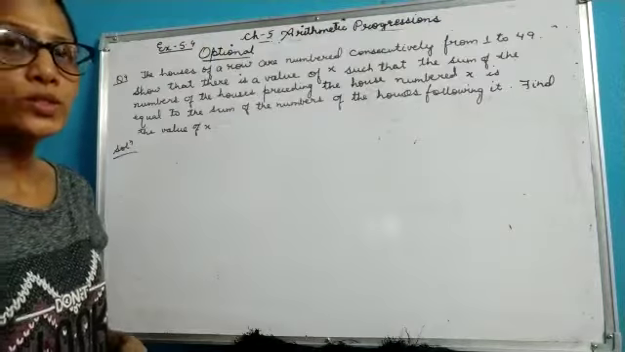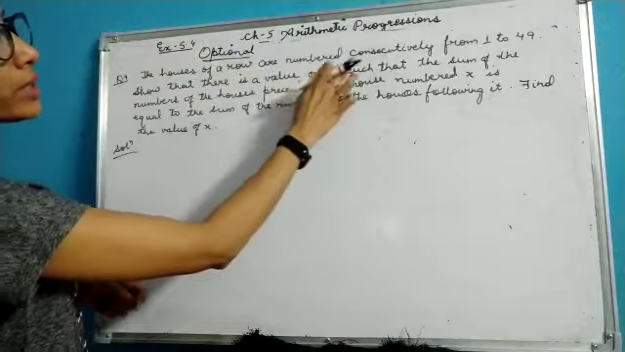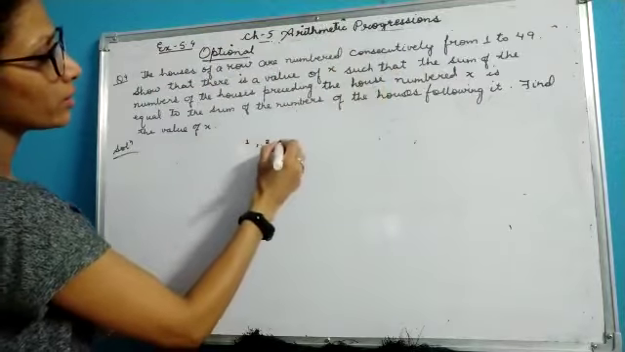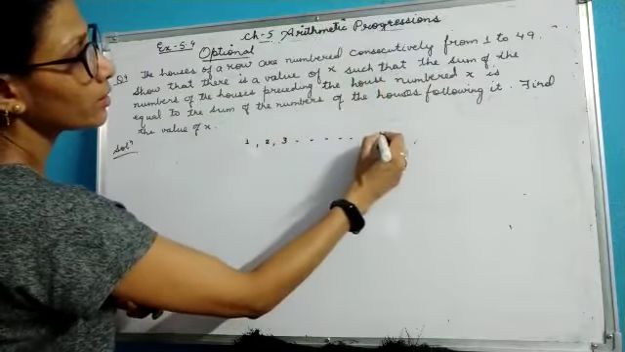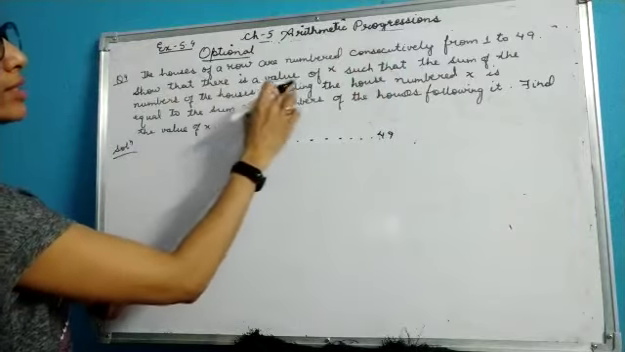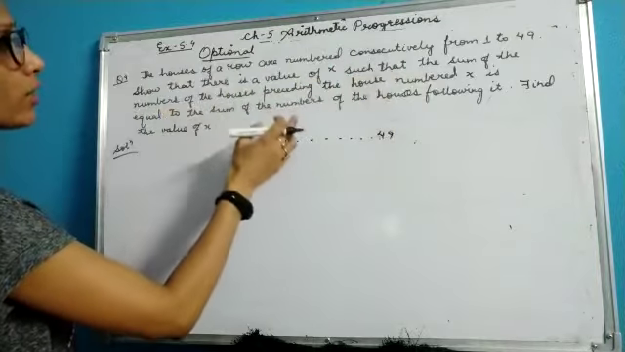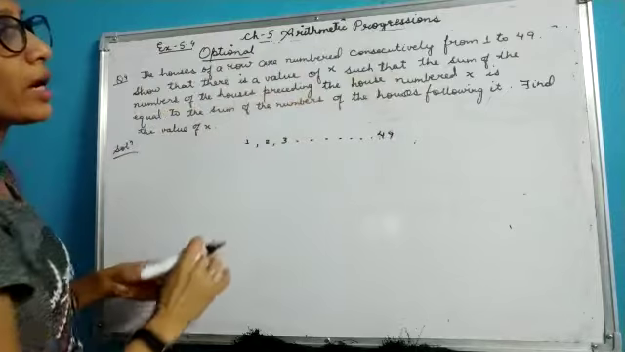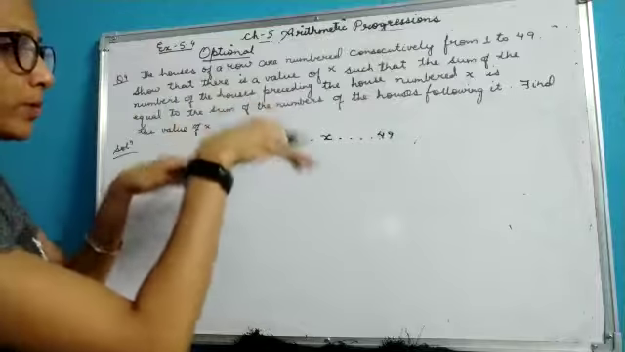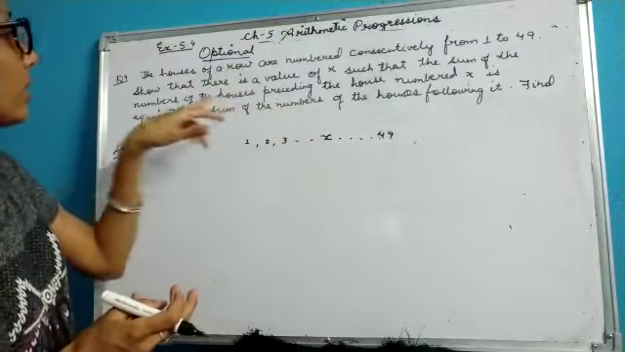Let's see this question, children. Here it is given the houses of a row are numbered consecutively from 1 to 49. That means the houses are numbered from 1 to 49. Show that there is a value of x such that the sum of the numbers of the houses preceding the house numbered x. So let's say this is your number x, which is present somewhere.